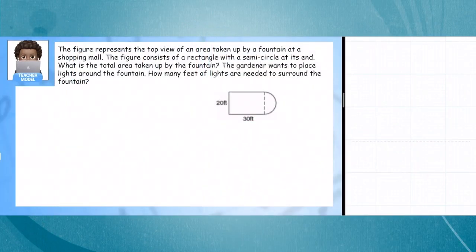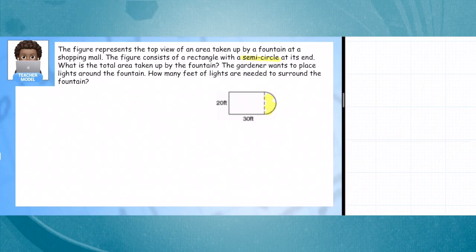The figure represents the top view of an area taken by a fountain at a shopping mall. The figure consists of a rectangle with a semicircle. Now, a semicircle is this half of the circle over here. What is the total area taken up by the fountain? The gardener wants to place lights around the fountain. How many feet of light are needed?